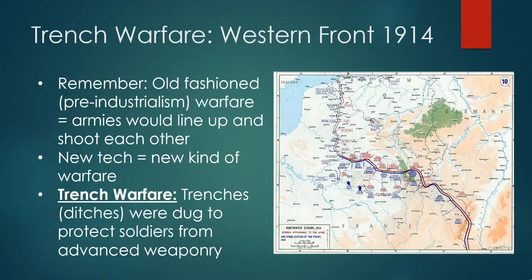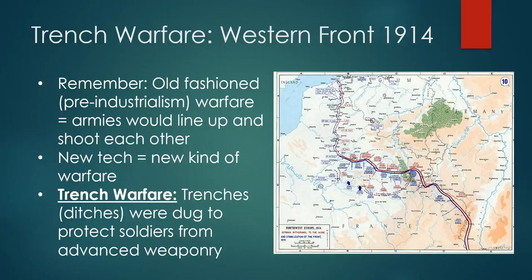So, we're going to get to that, but for now, remember old-fashioned warfare, think Civil War, Revolutionary War: muskets, cannons, horses. Armies would line up and shoot at each other in straight lines, pretty much. And there would be fronts of a battle, but the battle would probably be over in a couple days. However, now we have new technology, and we're going to go over everything that was new in just a few slides. But new technology meant that there needed to be a new kind of warfare.